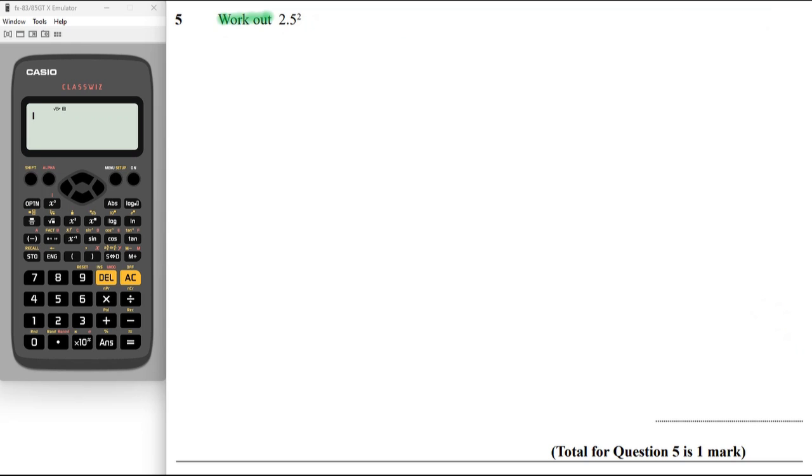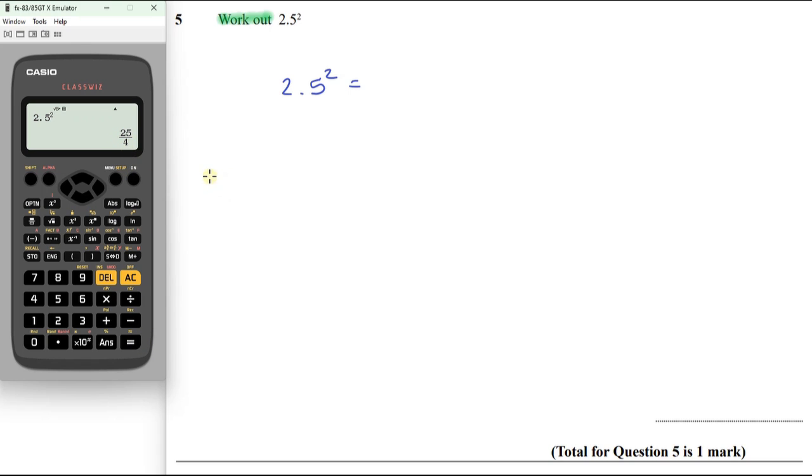So for this one, I could do it by hand, but I think I'm going to use the calculator for the first time now. So all we need to type into the calculator is 2.5 squared, or 2.5 times 2.5, whichever one you want to do. So 2.5, and then our squared button, hopefully you remember that is up here. 2.5 squared, press equals. It gives it to us as a fraction.